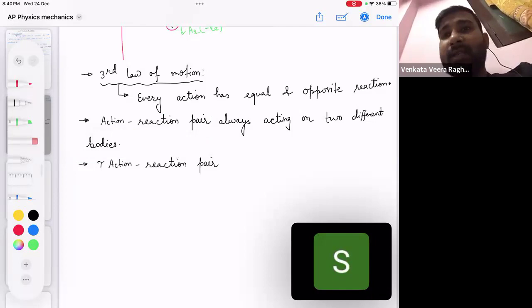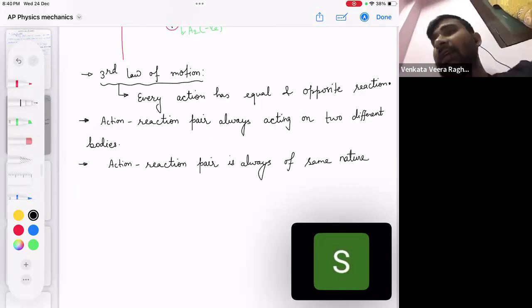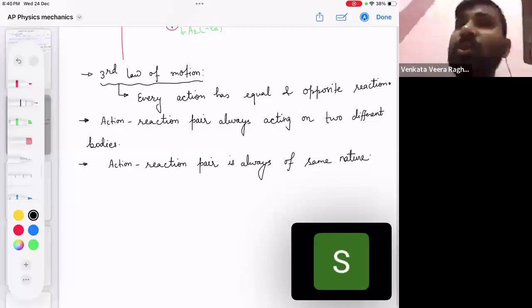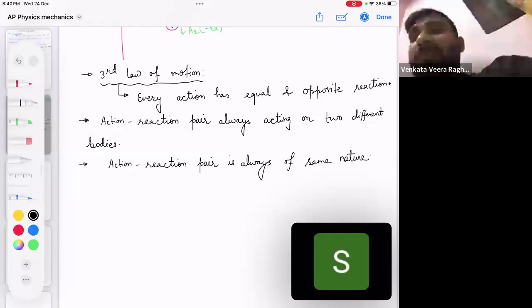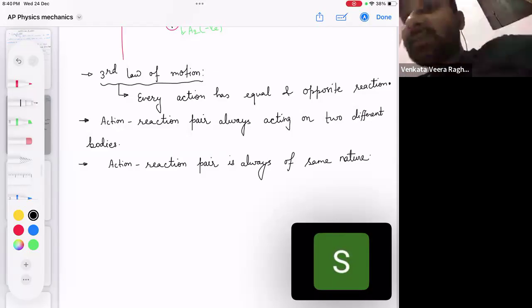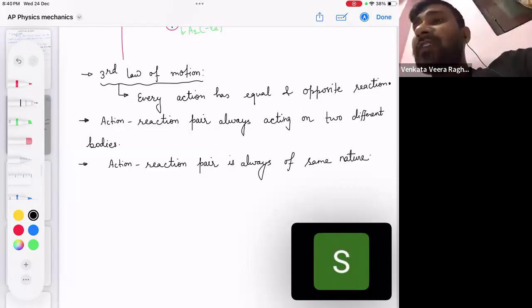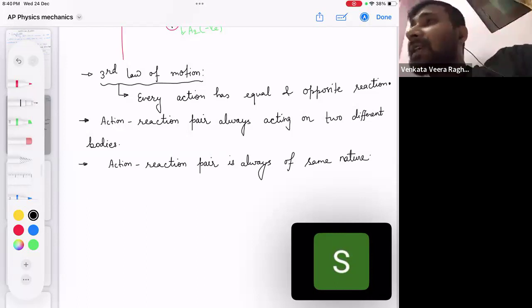Please tell me, what is the second point about the action reaction pair? Action reaction pair is always of the same nature. Same nature means what? If action is a contact force, right? There are two types of forces. Some forces are contact type, which means to apply those forces we need contact between the bodies, and some forces are non-contact type, or you can say field forces. So if action is a contact type, the reaction will also be a contact type only. Understood?